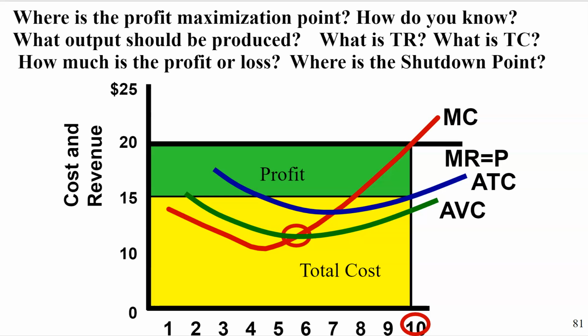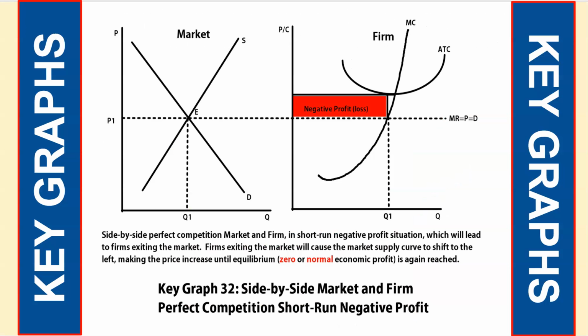And that leads us to our final two graphs in this particular model. So here is an example where ATC is above MR = D = AR. So you have what's called a negative profit or a loss. This negative profit or loss is a short run graph, because remember, as we talked about in the last graph, long run is only when ATC meets MR = D = AR at its minimum, where MC intersects that ATC curve. This is not that case. So this is a short run side-by-side graph.